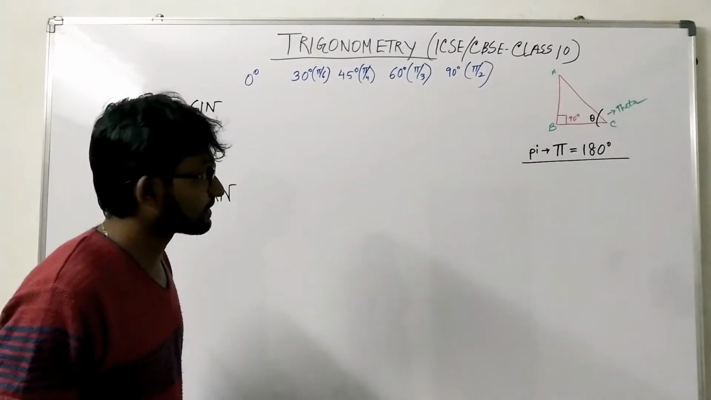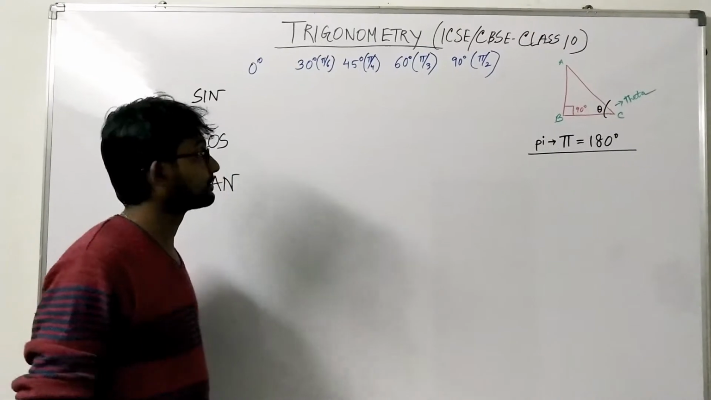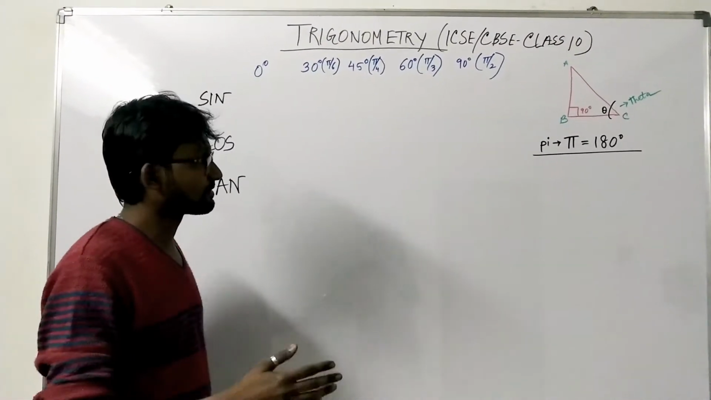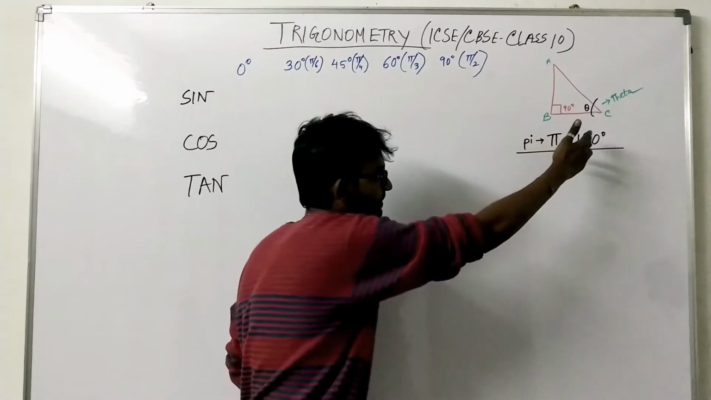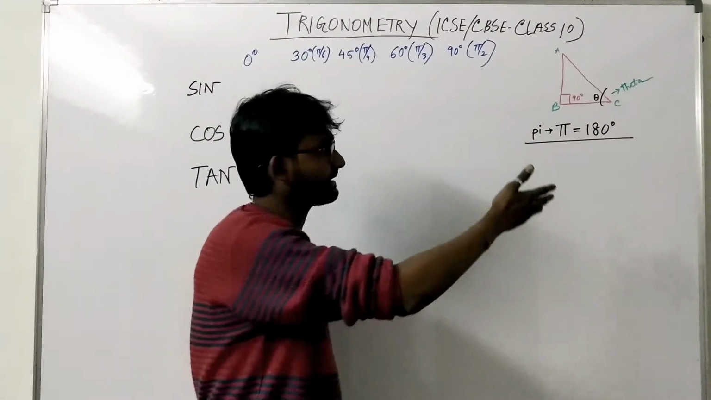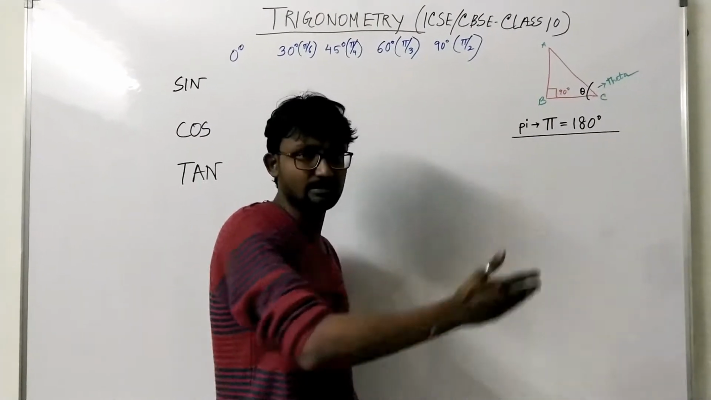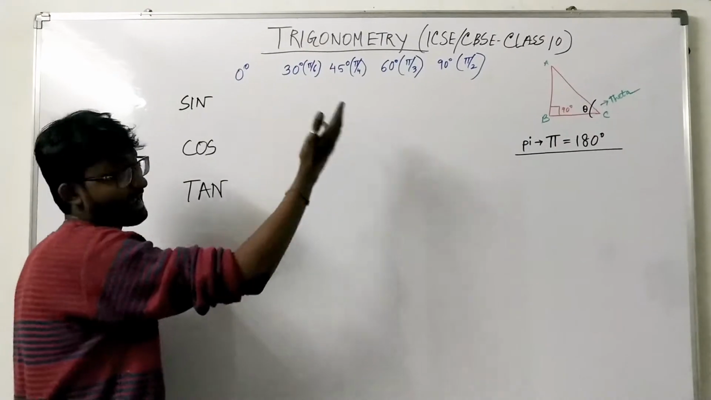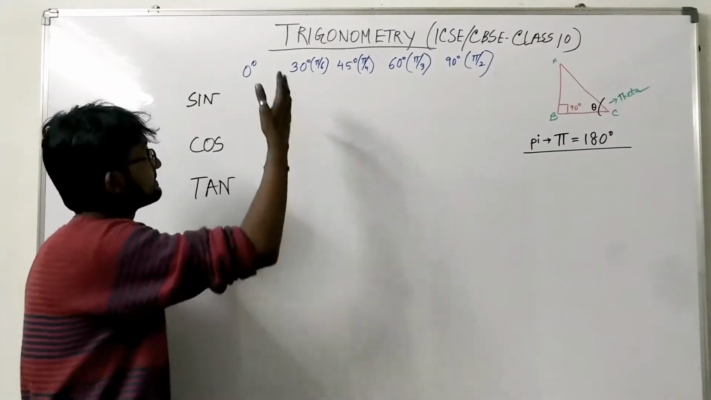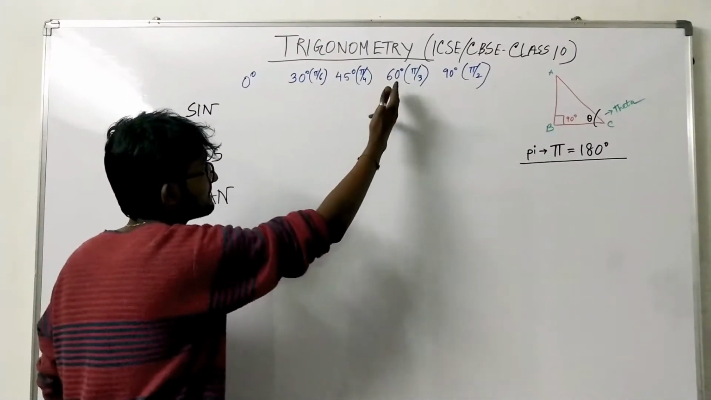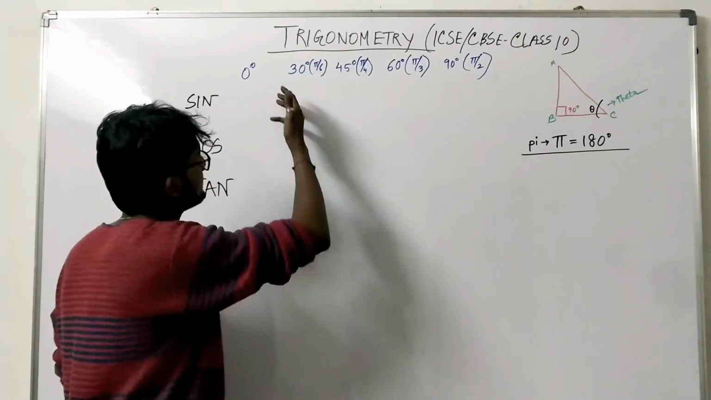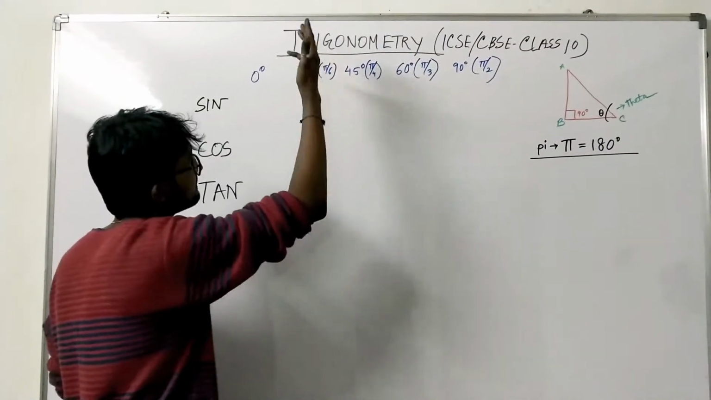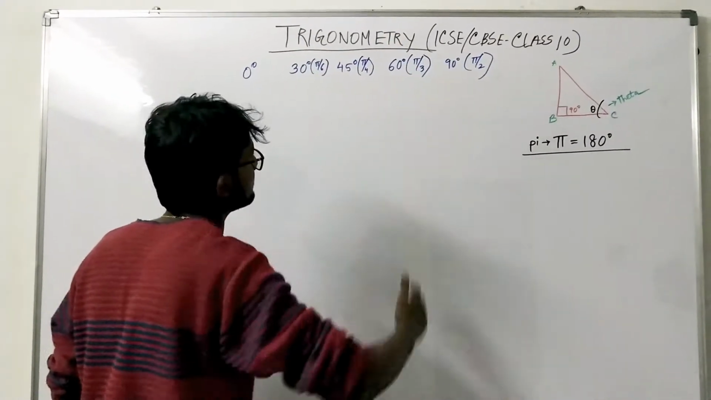Today, before starting with the problems of height and distance, I will go to the values of some angles straightaway. As you know, pi equals 180 degree. 180 degree is an angle and pi is radian, so they are equivalent. Pi is equal to 180 degree. These are the basic angles in trigonometry: 0, 30, 45, 60, 90. As you can see, these are basically multiples of 15 degree: 30, 45, 60, 90.